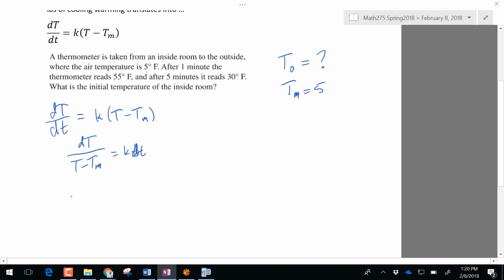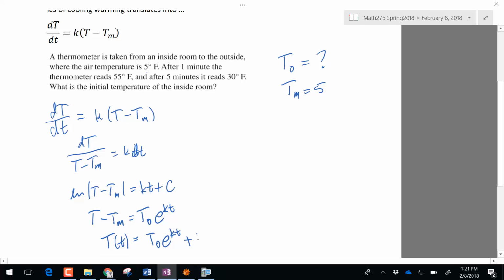and we have ln of T minus T sub m is equal to kt plus a constant, and then T minus T sub m is equal to, we'll put the T naught here, e to the kt, and so T of t is equal to T naught e to the kt plus T sub m. Is that right? I hope that's right.